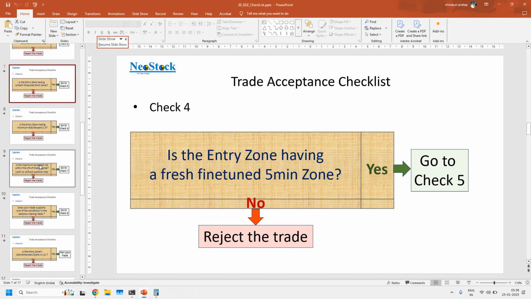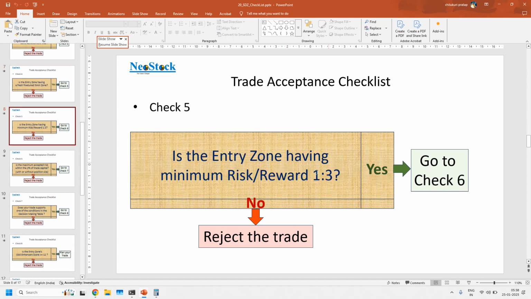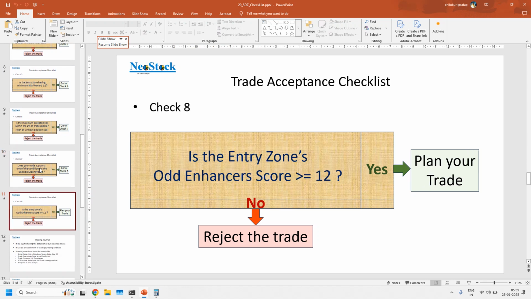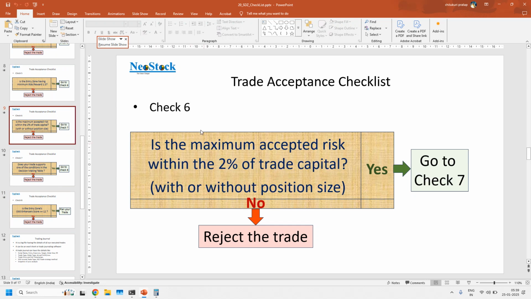And another checklist item is your RR. Minimum 1:3 RR you have to calculate and you need to check. If it is not there, either you can do position sizing or you can do deep entry and adjust the risk. How I did first for RT Industries, the same way you can do. And next you need to see whatever the entry you are taking, from that entry till the stop buffer, whether it is within your 2% risk or not, you need to check. Sorry, this is the one. Yeah, this is the one. Checklist 6. These are the 3 checklist items.